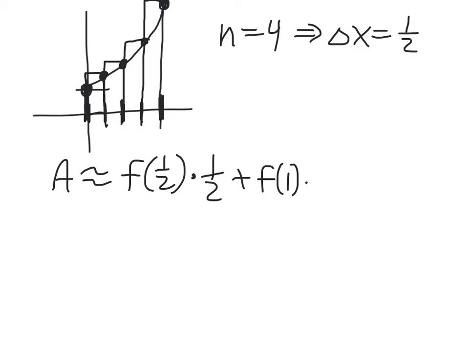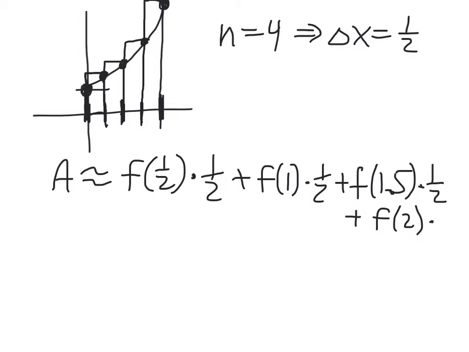F of 1 times 1/2 would be our second rectangle. F of 1.5 times 1/2 would be our third rectangle. And then finally our fourth one, f of 2 times 1/2. Or, as we showed earlier, we could again factor the 1/2 out, and we'd be looking at these values.